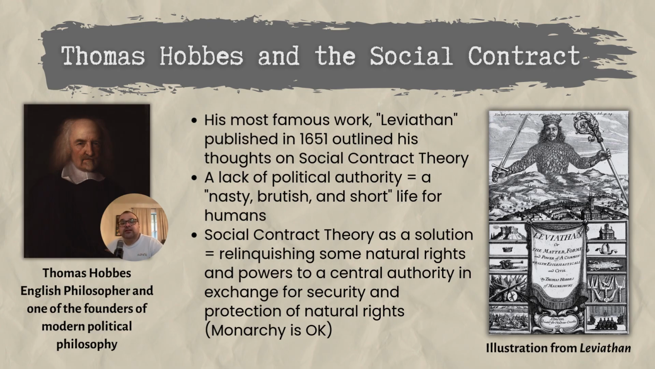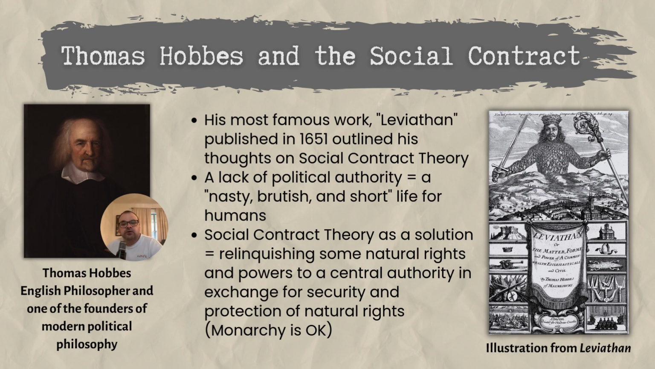individuals voluntarily come together, enter into a social contract, give up some of their natural rights and powers to a central authority, typically represented by a form of government or a sovereign. And this contract is really an agreement among individuals to create a political entity for the sake of security and protecting their natural rights.